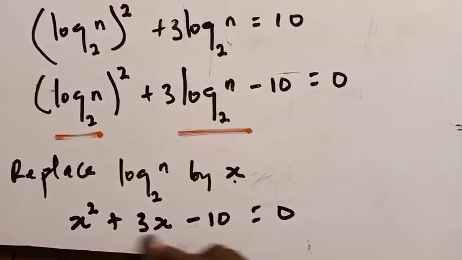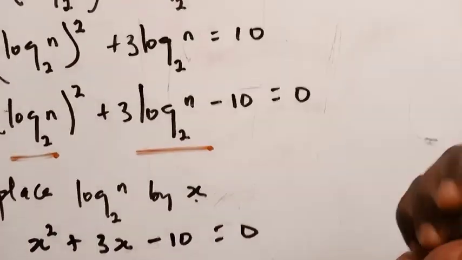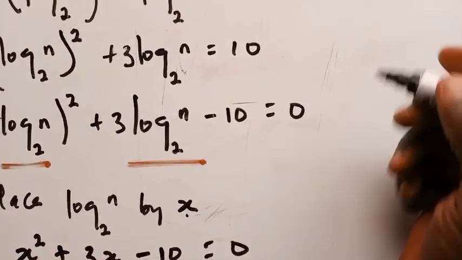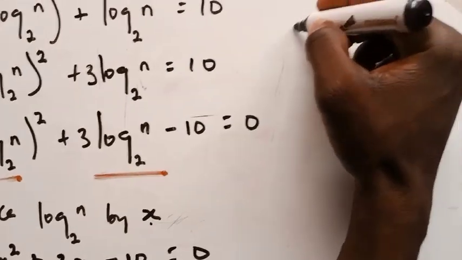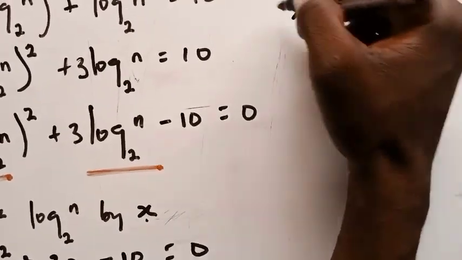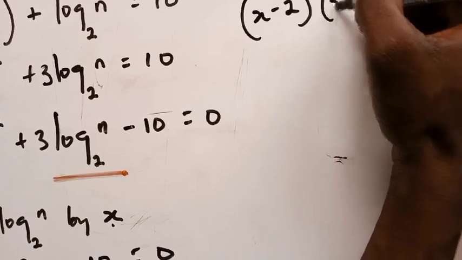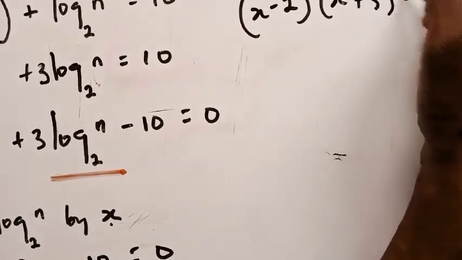So now that we know how to solve this quadratic equation, what are we going to do? We are going to use the factorization method, right? So this tends to be (x minus 2)(x plus 5), everything equal to 0.